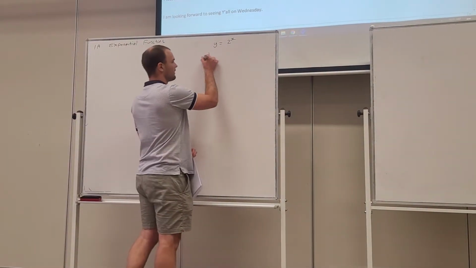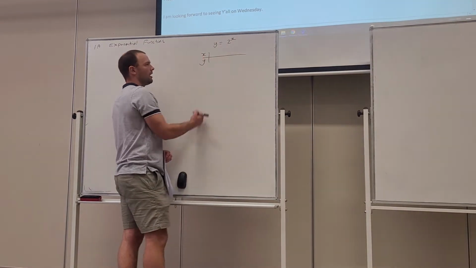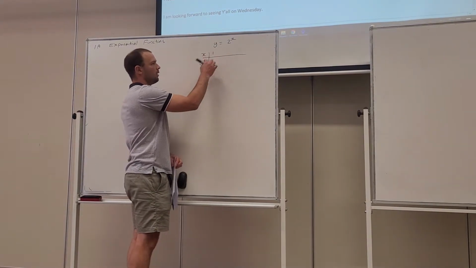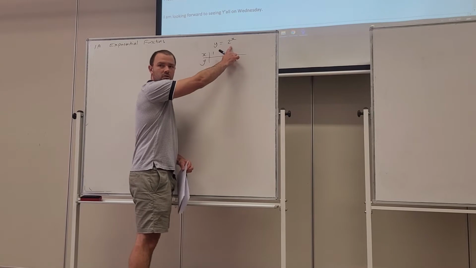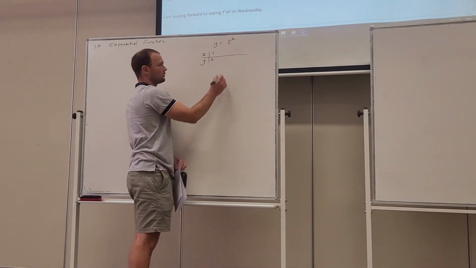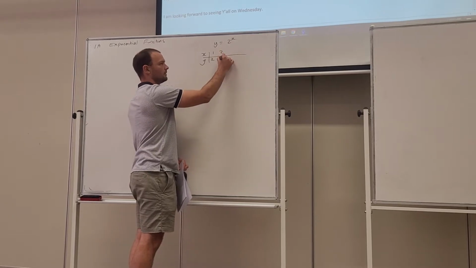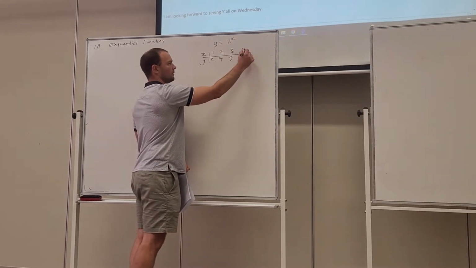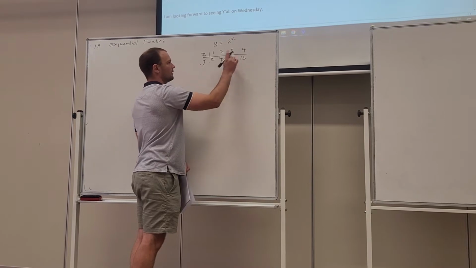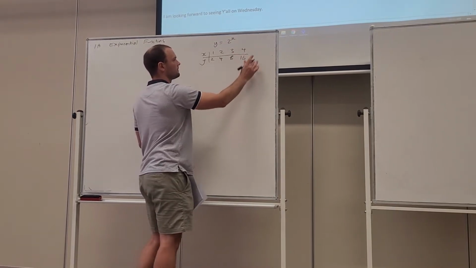And so we could generate a table. We could have an x value and a y value. If x is 1, then y is going to be 2 to the power of 1, which is 2. If x is 2, then y is going to be 2 to the power of 2, 4. We can keep going: 8, 16.